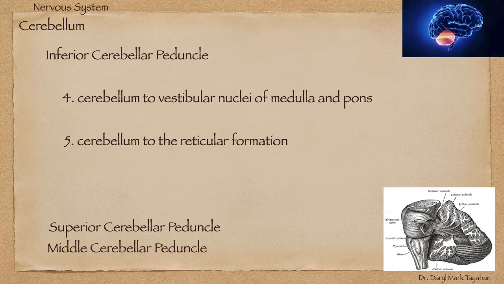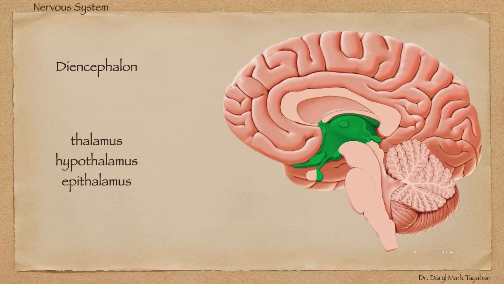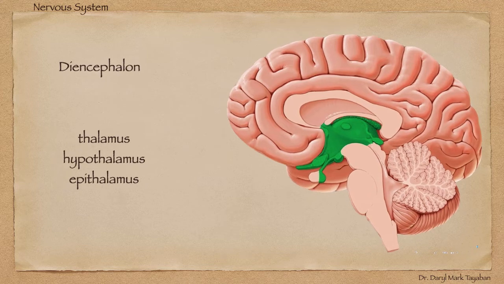So let's continue. Now we're done with the cerebellum. Let's talk about the diencephalon. The diencephalon forms a central core of brain tissue just superior to the midbrain. There are 3: the thalamus, the hypothalamus, and the epithalamus. The one with the green mark in front of you is the diencephalon. I hope the picture is clear.